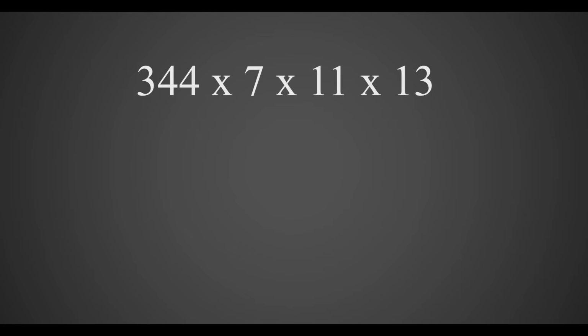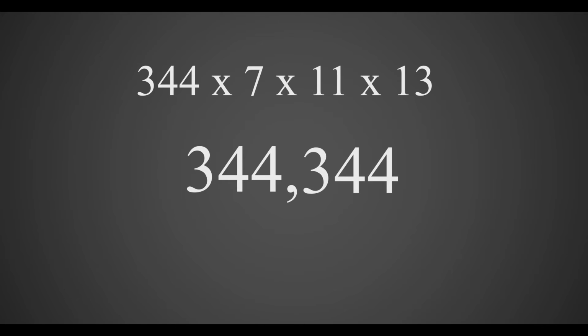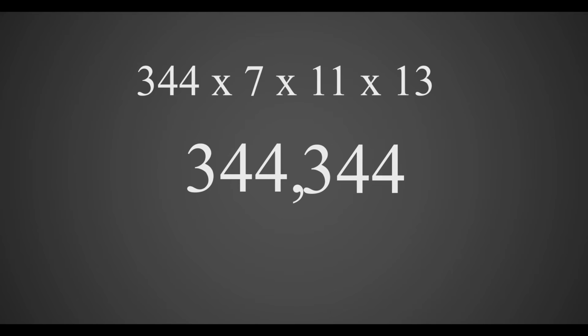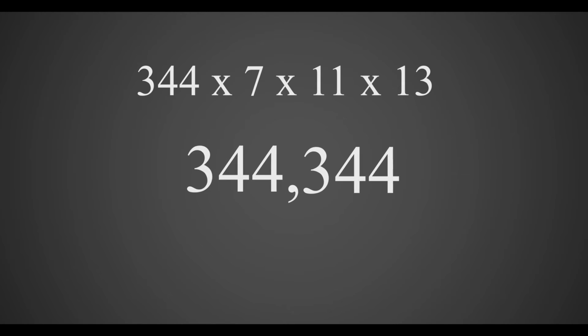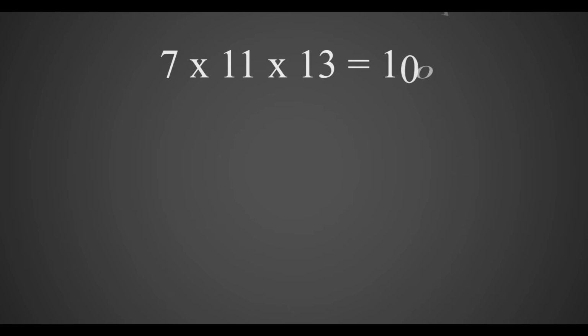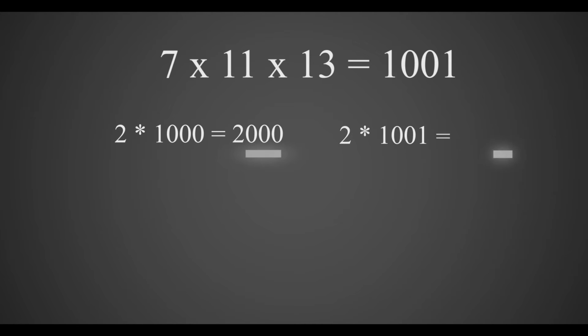All you need to do is just duplicate the number again. So let's say we have the number 344, it would be 344, 344, meaning it would be 344,344. Now you may be, wait, what? So the way this works is that 7 times 11 times 13 is actually 1001. And if you multiply a number by 1,000, you're just adding 3 zeros onto it. And if you add one more, you would just be adding the number itself.